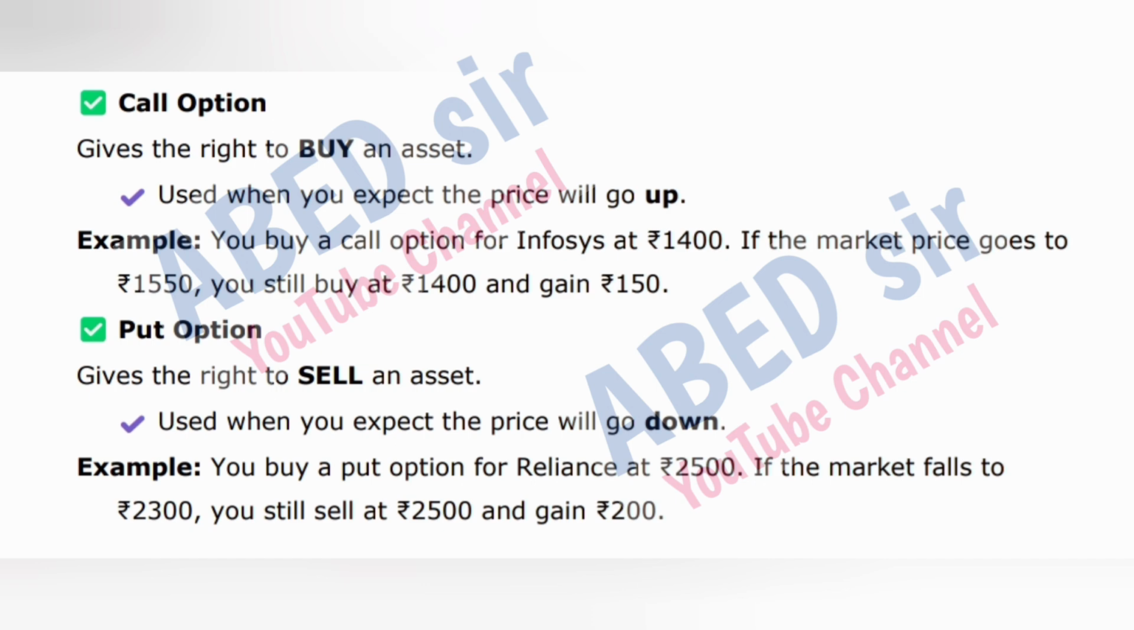Put option gives the right to sell an asset. Used when you expect the price will go down. Example: you buy a put option for Reliance at 2,500 rupees. If the market falls to 2,300 rupees, you still sell at 2,500 rupees and gain 200 rupees.